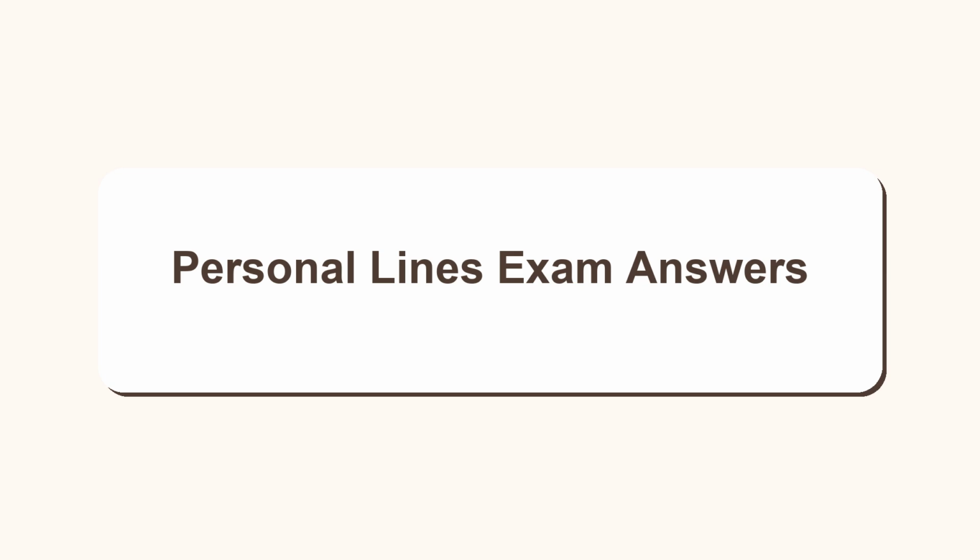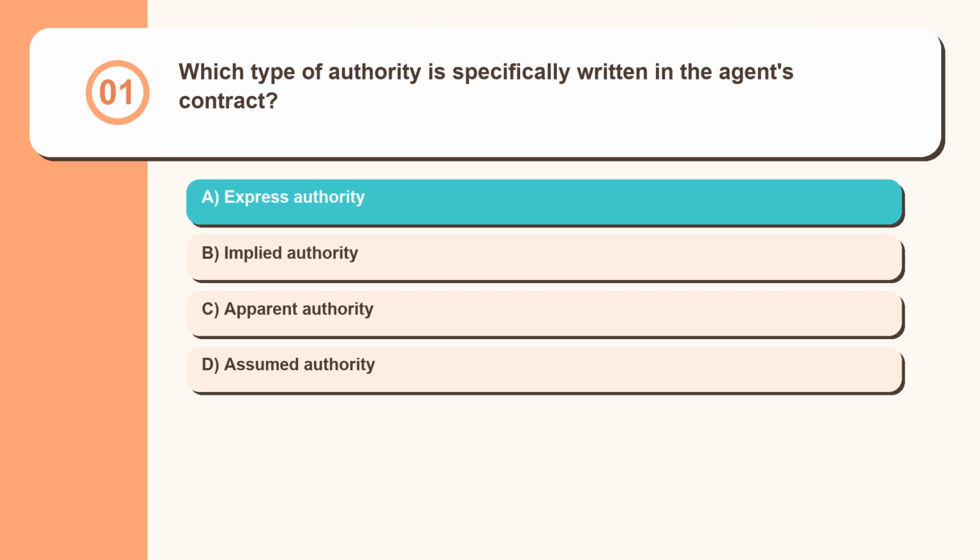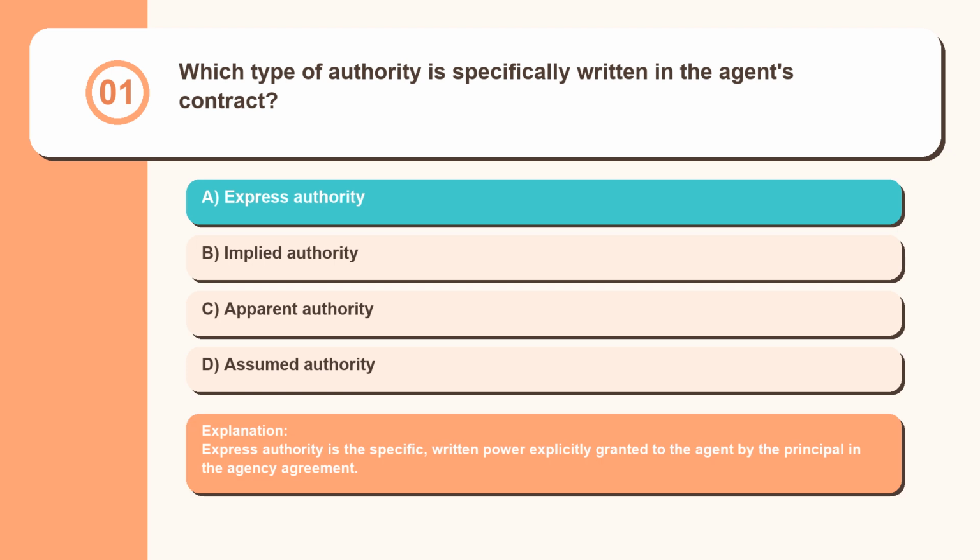Personal Lines Exam Answers. Question 1. Which type of authority is specifically written in the agent's contract? Express authority, implied authority, apparent authority, assumed authority. Express authority is the specific, written power explicitly granted to the agent by the principal in the agency agreement.